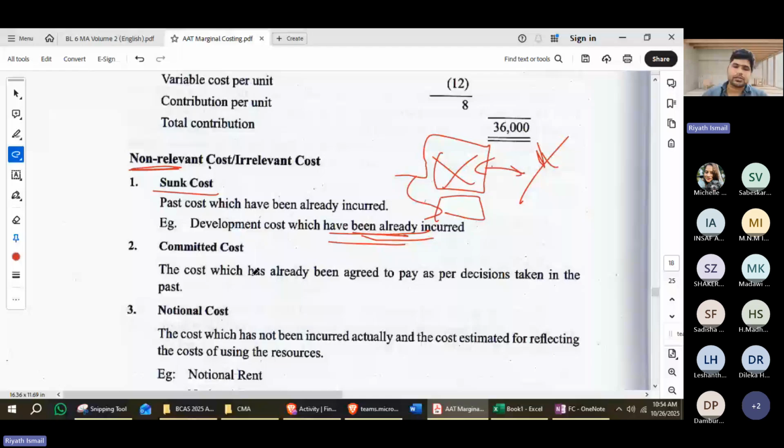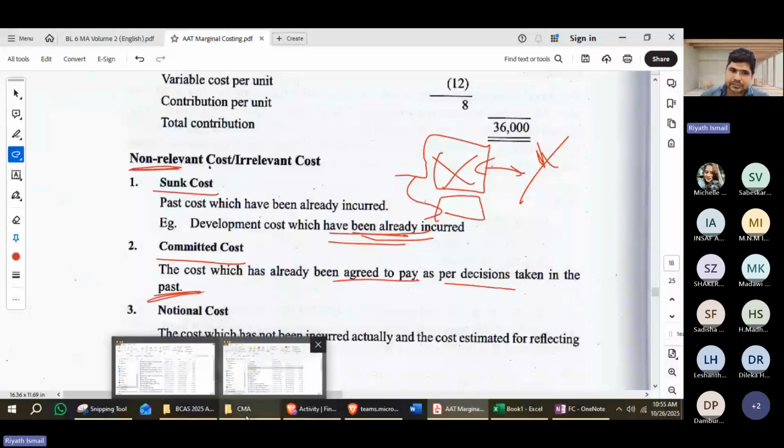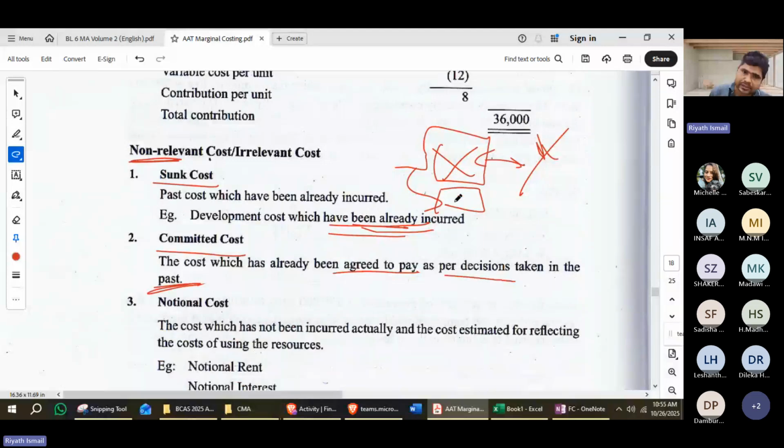Committed cost. So already you agreed to do something, right? Say you agreed to pay 10,000 every month to a certain person. You already committed to that. So this cost also cannot be considered. The cost which has already been agreed to pay as per a decision taken in the past. Right? This you also already decided in the past. That cost cannot be considered.